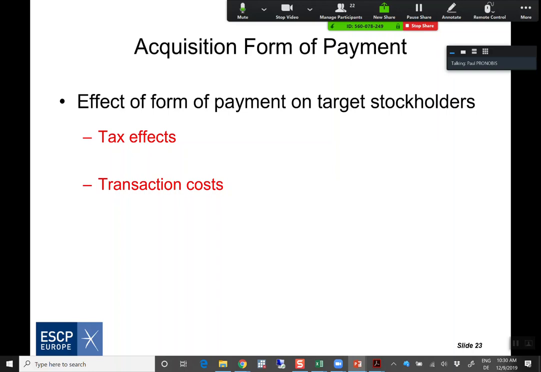However, if you issue shares, then usually this comes with transaction costs. So you need an investment bank again to work on the issuance of the new shares. So this comes with additional costs. If it's just cash that you're using, you're just transferring the money, and there's no significant additional costs associated with that.